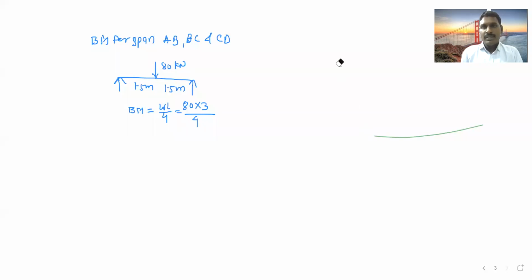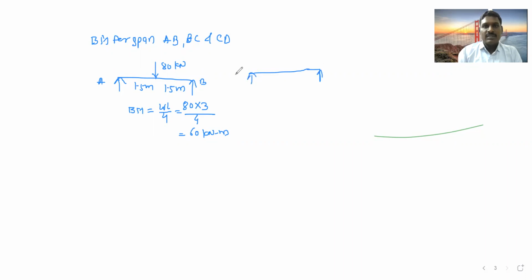Yeah, calculate the bending moment. How much bending moment for a simply supported beam? WL by 4. You have already calculated this, so how much will it be? 60. 60 kilonewton meter. Got it? So similarly, the second span. This is span AB; we are calculating the regular bending moment.